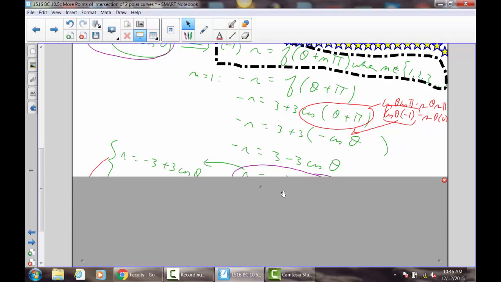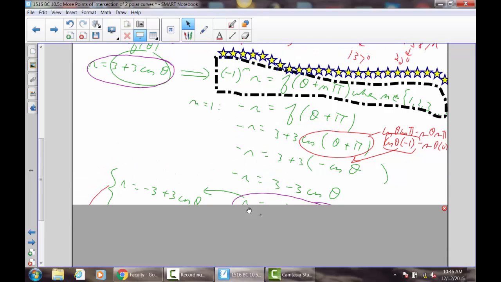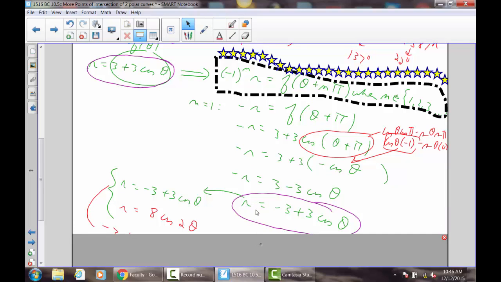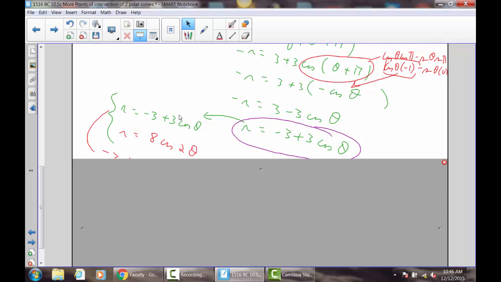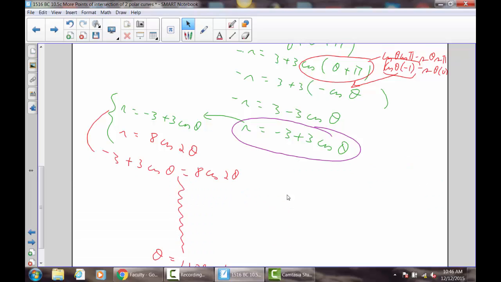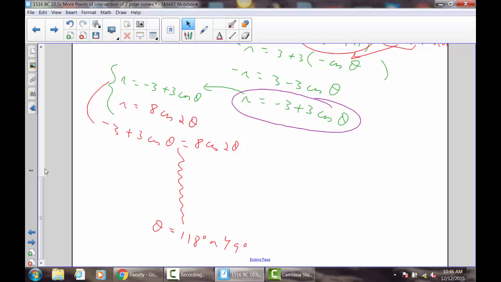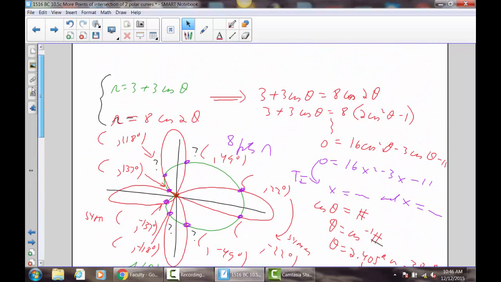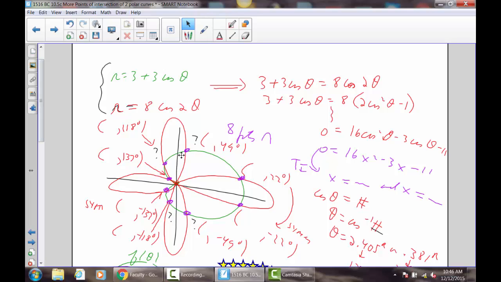You will find out that another version of that r equals 3 plus 3 cos theta is r equals negative 3 plus 3 cos theta. So I take that new version of the green curve, keeping the original version of the red curve, and I solve that system. It turns out when I solve that system, I get the other 2: the 49, which is here, and the 118, which is here, and then again, by symmetry, I can get these other 2. Okay?